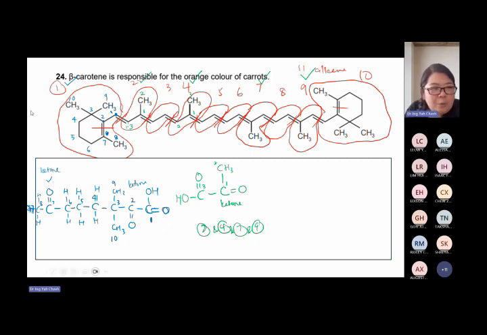So far, we have already ticked 1, 2, 3, 4, 5 molecules. Now, can you see this number 3? Number 3, 2 carbon. Number 5 also 2 carbon, no branch. 6, 2 carbon, no branch. 8, 2 carbon, no branch. So they all again will give you the same type of product.